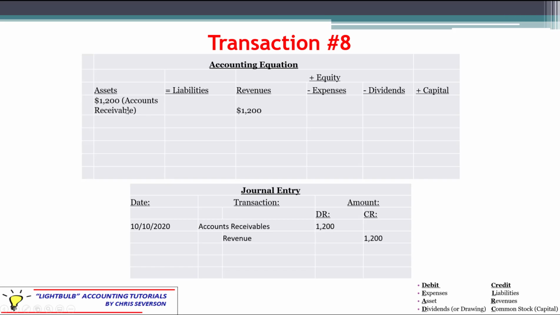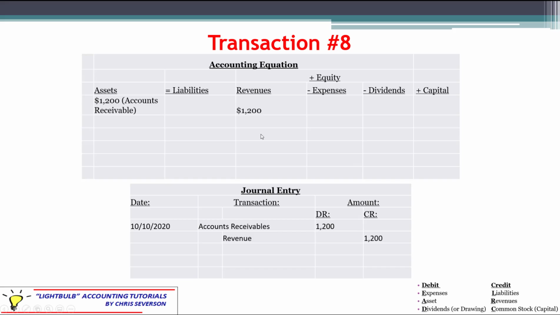The account name in this situation is called accounts receivable. It's an asset that reflects the fact that we are expecting to receive cash in the very near future. The amount was $1,200. We're increasing it. Revenues are a component of equity. They increase equity. So we have $1,200 of revenue as well.